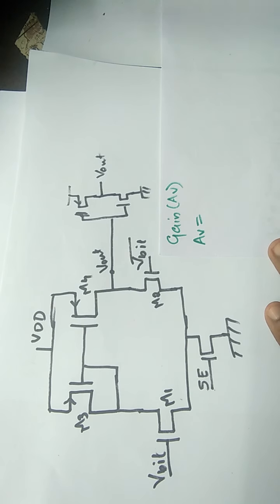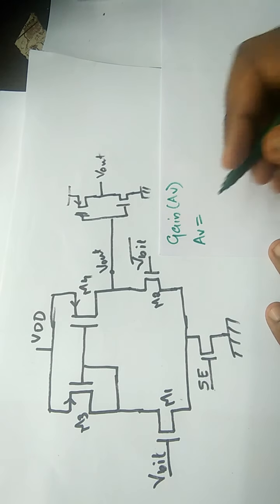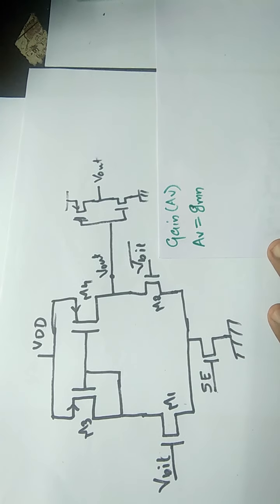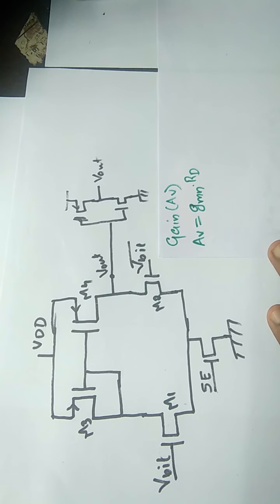Here the input transistors are M1 and M2. These two are NMOS transistors, and we are considering that they are identical in all aspects. So I am going to represent the transconductance of the input transistors as GMN, because it's an NMOS transistor, times RD. RD is obviously a resistance. We are going to define what actually this RD is. RD is nothing but R up parallel R down.